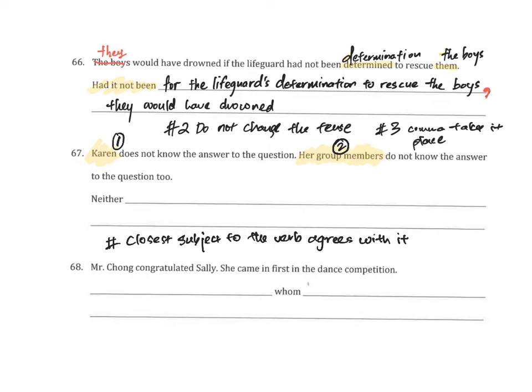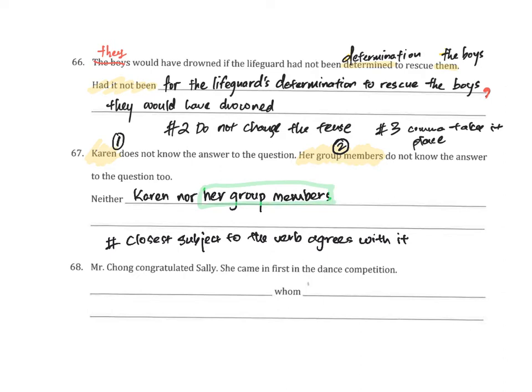So I can essentially ignore the earlier subject and only look at the subject that comes second, nearest to the verb. So in this case, neither Karen nor her group members, right? If I'm taking a look at the position of Karen and her group members, it becomes immediately clear to me that her group members is closer to the verb.